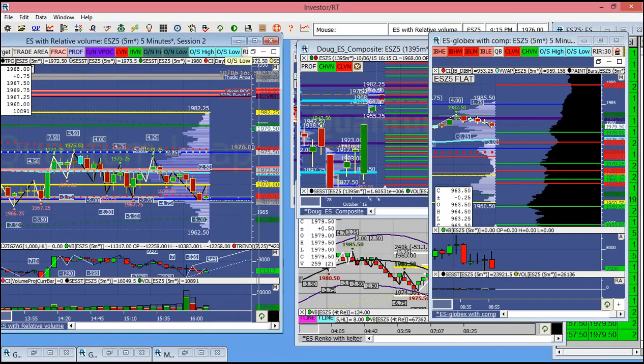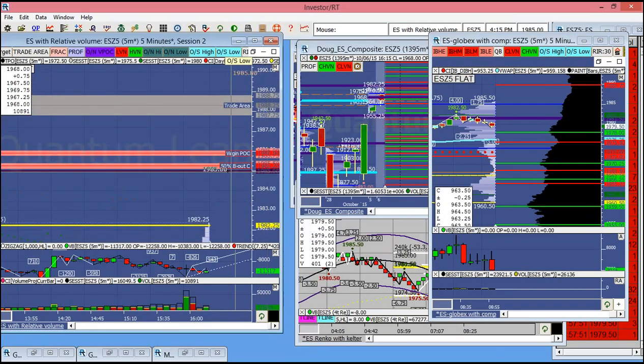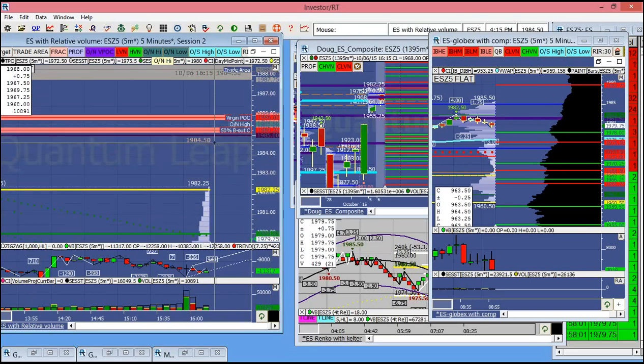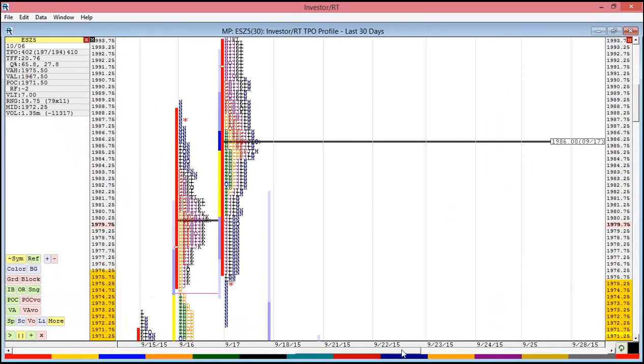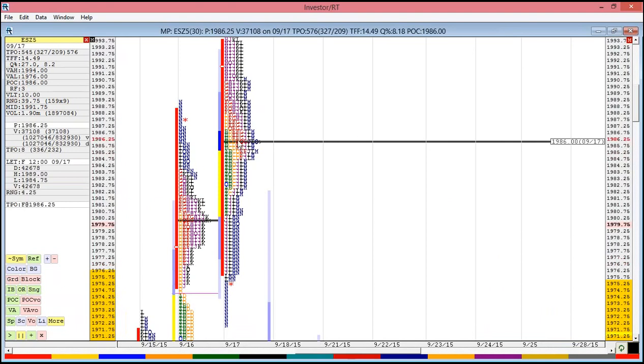So our overnight high is right there as well at 85.50. So we've got this naked cross, the 50% of the breakout candle at 85.25, the overnight high, and there's a virgin point of control from, what day was that from? From this day here, which was 9/17.